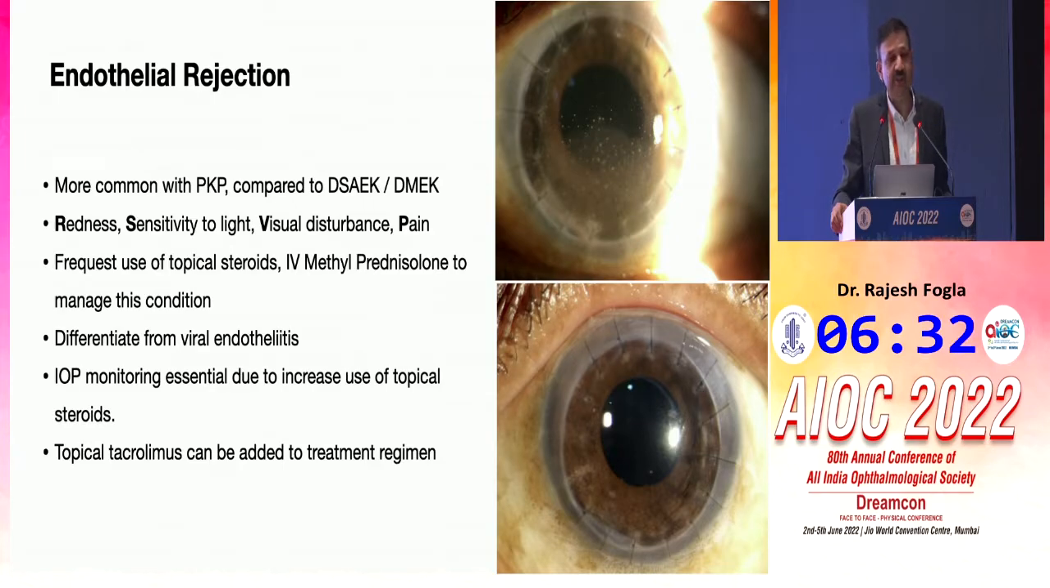You need to differentiate from viral endotheliitis, where the keratic precipitates will be distributed across the cornea and not limited to the corneal graft alone, whereas in endothelial rejection, you will find that the keratic precipitates will be only within the graft.